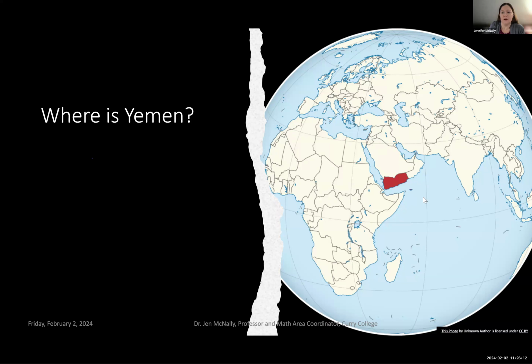This is a major international trade route. There's a lot of civil unrest in Yemen. There've been a lot of civil wars there. There are militant groups that have been taking over and causing harm to the people who live there, but also the people who are trying to engage in international trade in these waters. So Yemen is mostly desert on the western side, and the city that we're going to be talking about is on the eastern side of Yemen.